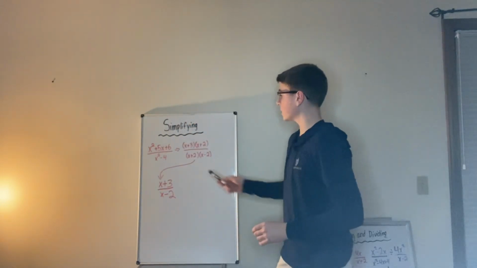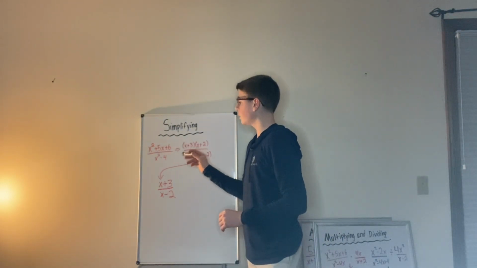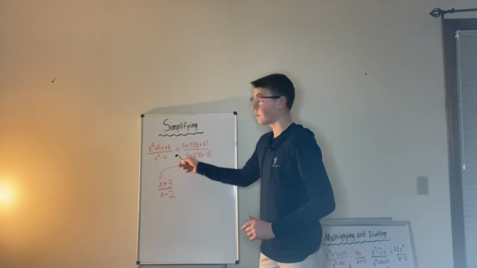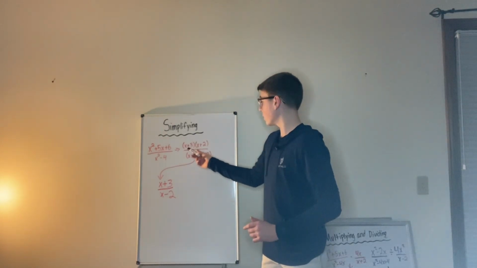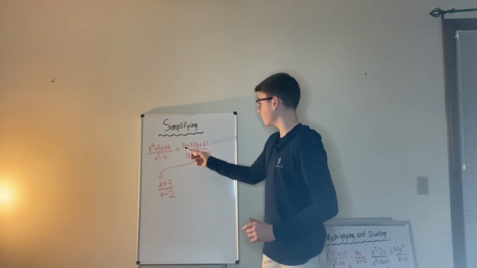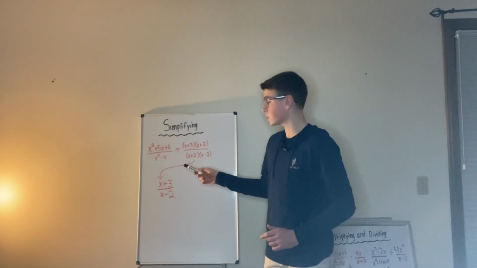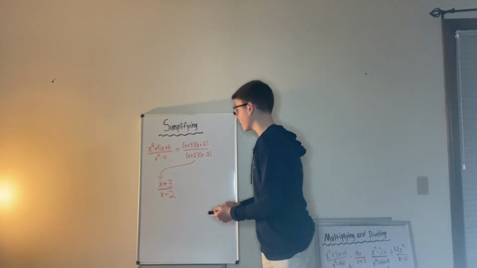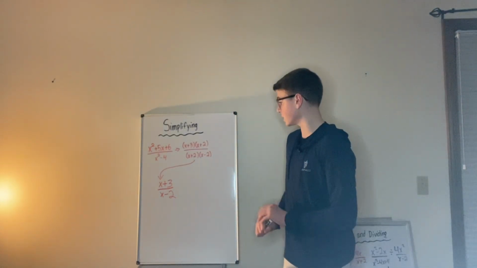So simplifying, x squared plus 5x plus 6 over x squared minus 4. First, we're going to factor that. So x plus 3 times x plus 2, because x squared plus 2x plus 3x plus 6 is x squared plus 5x plus 6. And x squared minus 4 is x plus 2 times x minus 2.